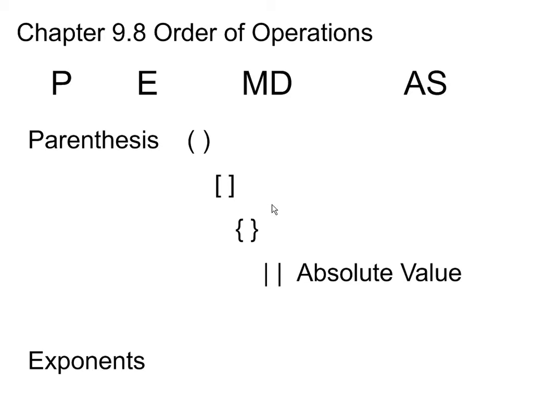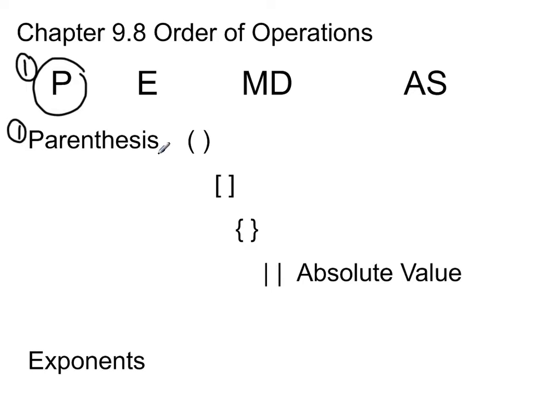Welcome to chapter 9.8. It's our last section in this chapter, in which we're going to talk about order of operations and simplifying expressions. Now, to remember order of operations, we have a nice acronym that describes it called PEMDAS, where we say, please excuse my dear Aunt Sally. So, P is first. That is parentheses.